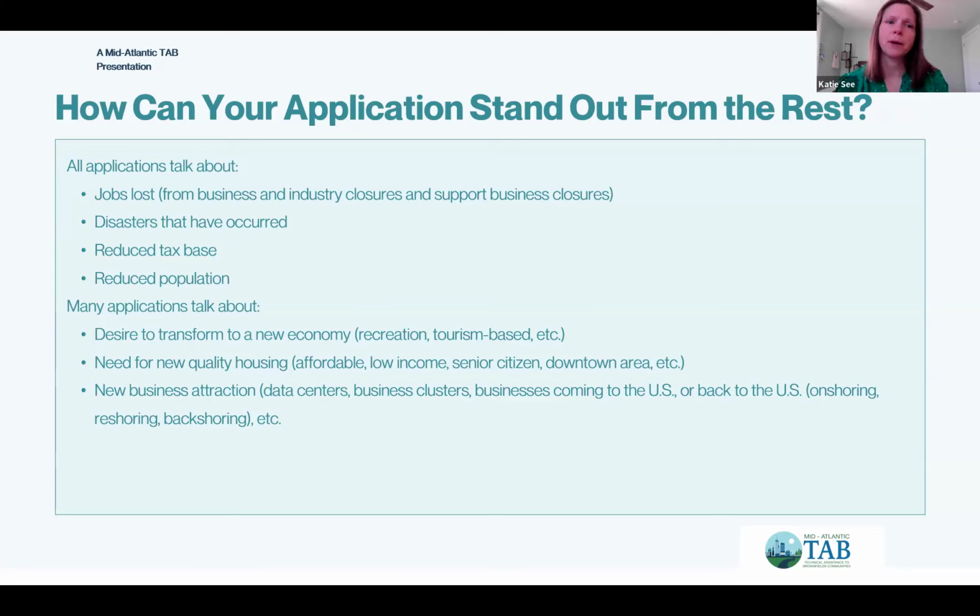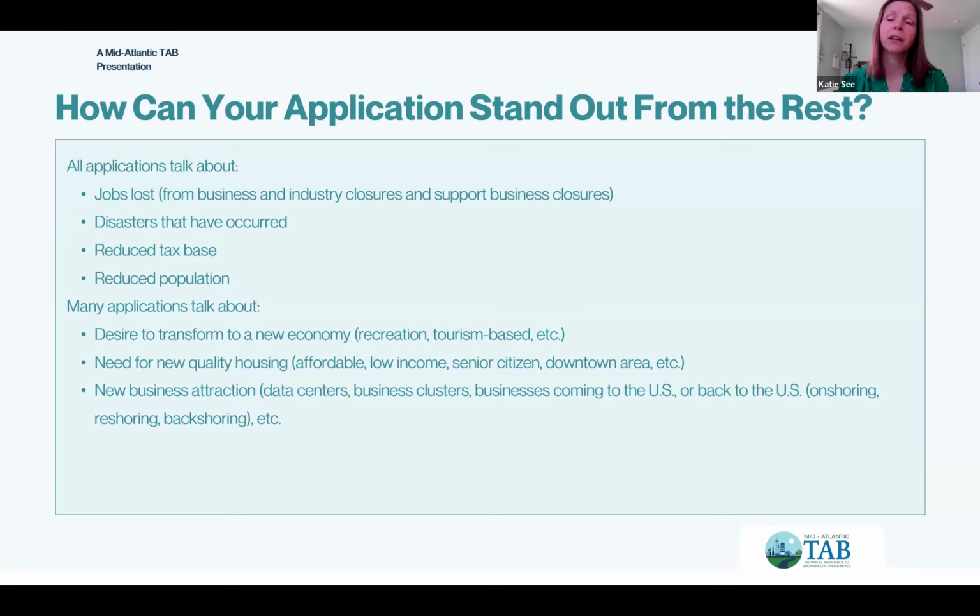And many applications talk about the desire to transform into a new economy. So if it's an example of a coal community where the coal is no longer the main source of industry, and the community is looking to change that, that's what you want to talk about. How might this grant application help get you there and help turn things around? If there's a need for some quality housing, and that's affordable housing, maybe it's for your senior population. Is that going to be focused in the downtown area, which also needs to be revitalized? You want to talk about that.